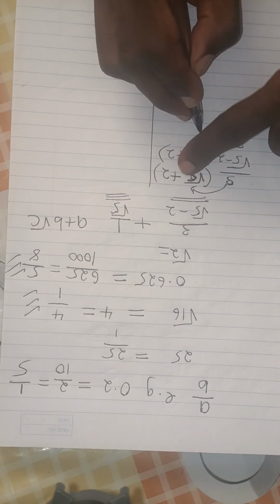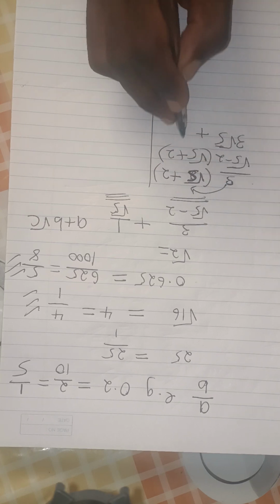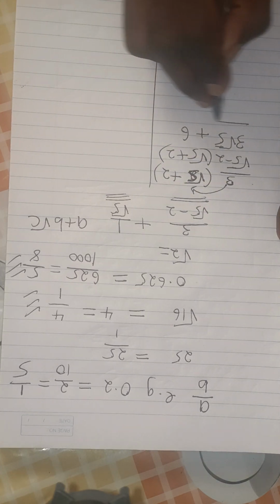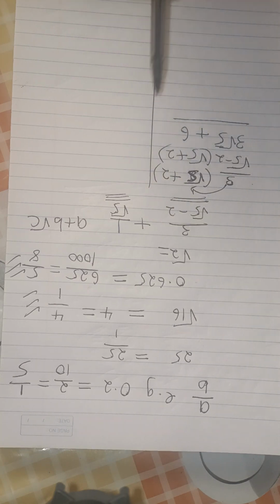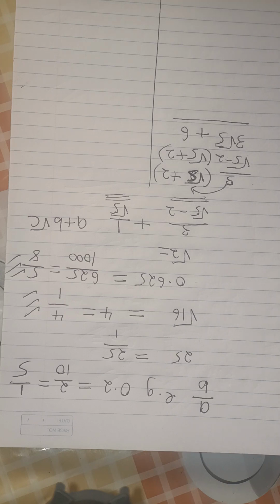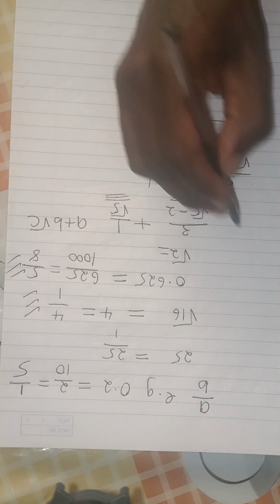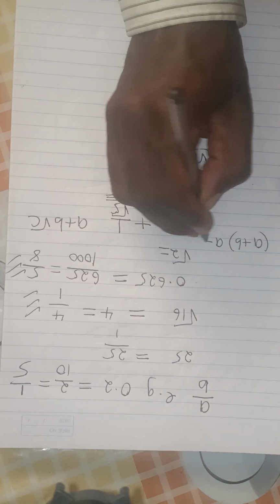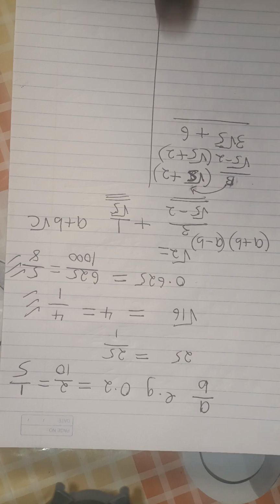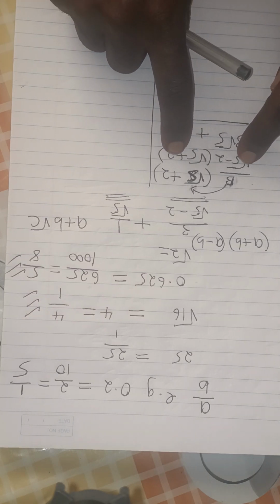Then we can have plus 3 times 2, that gives us 6. Then we shall say over. Now you have root 5 minus 2, then root 5 plus 2. So what you do to get the final answer for that, you're going to have this sort. You'll say a plus b and then a minus b. These two are the same. The only difference is the sign.